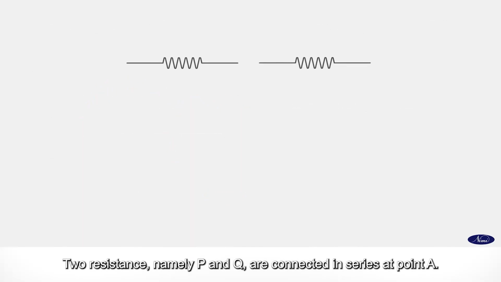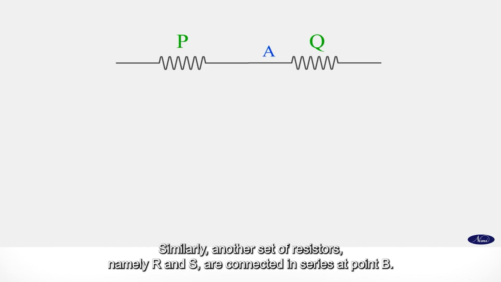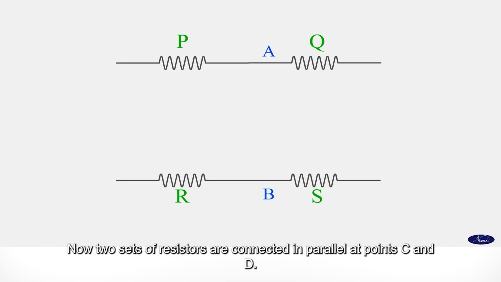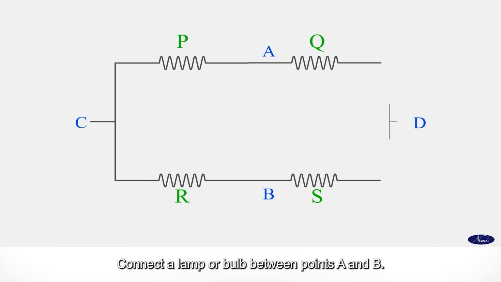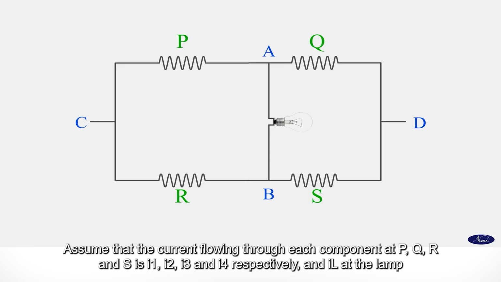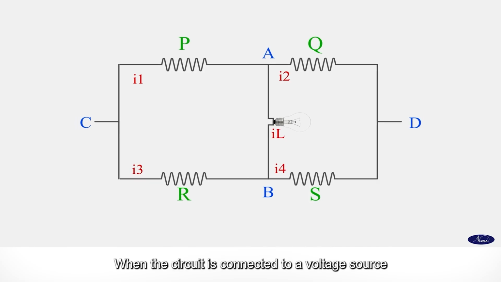Two resistors, namely P and Q, are connected in series at point A. Similarly, another set of resistors, namely R and S, are connected in series at point B. Now two sets of resistors are connected in parallel at points C and D. Connect a lamp or bulb between points A and B. Assume that the current flowing through each component at P, Q, R and S is I1, I2, I3 and I4 respectively, and IL at the lamp.